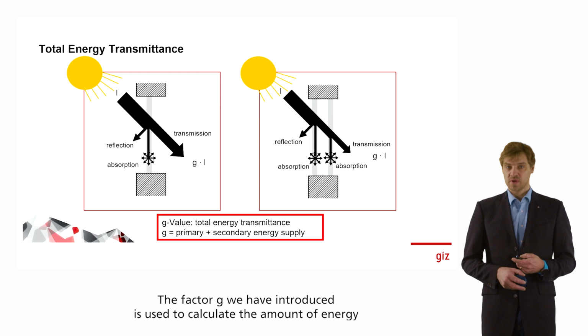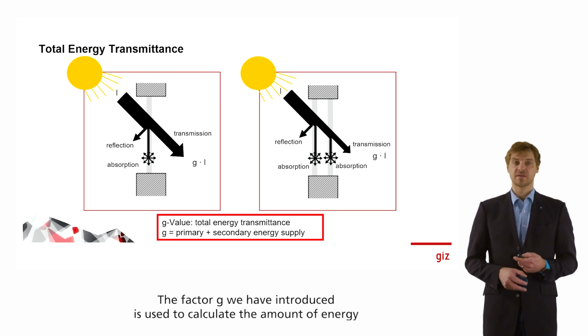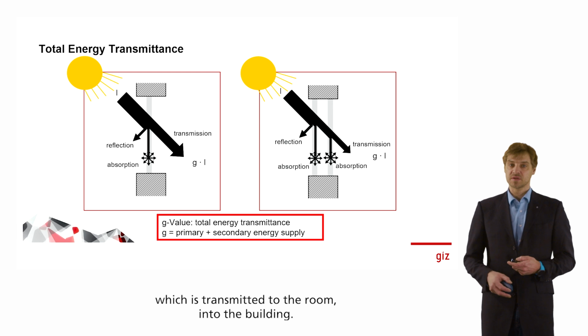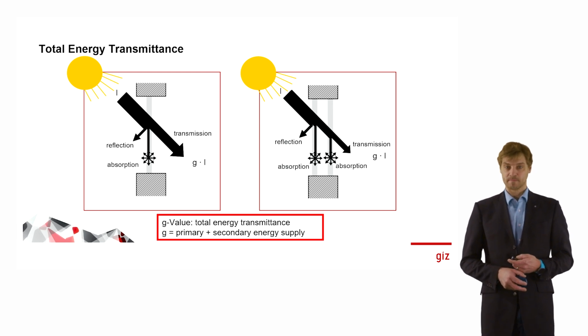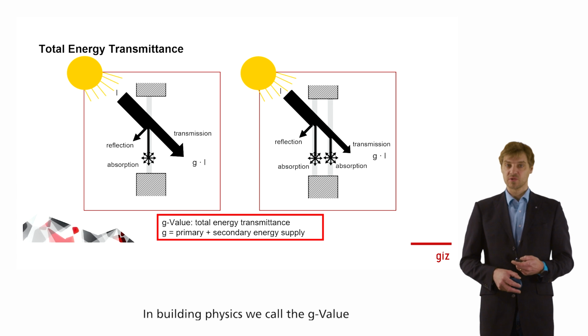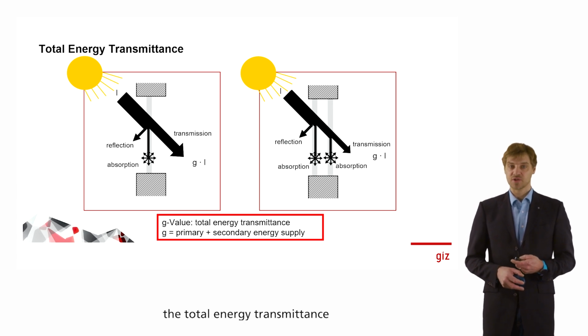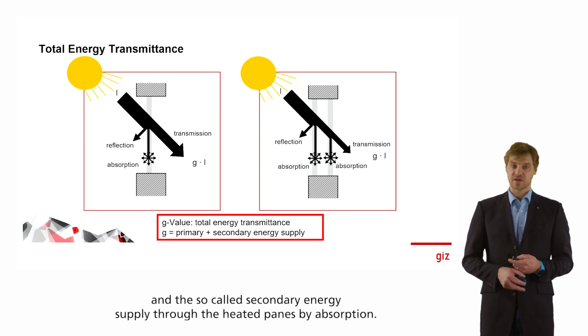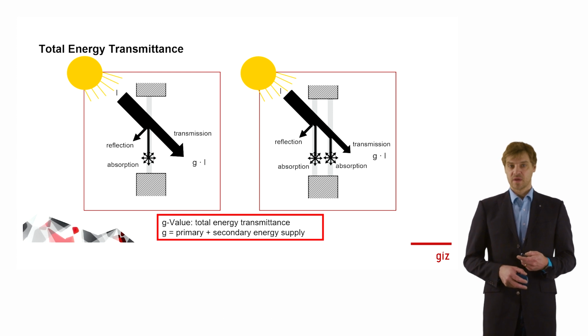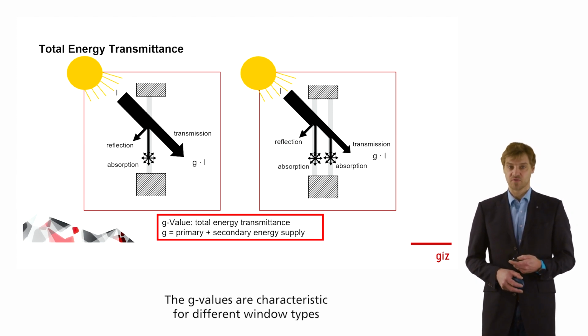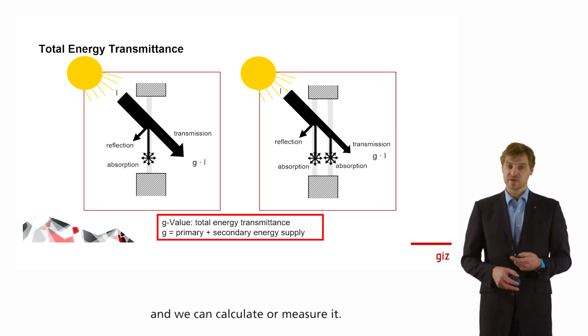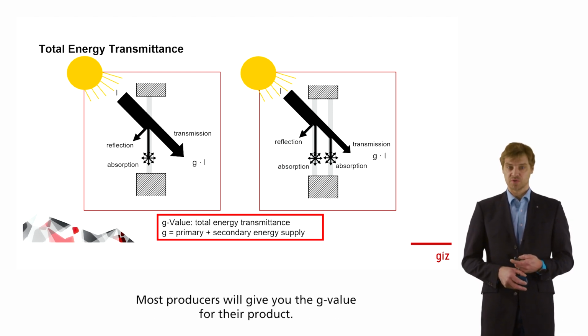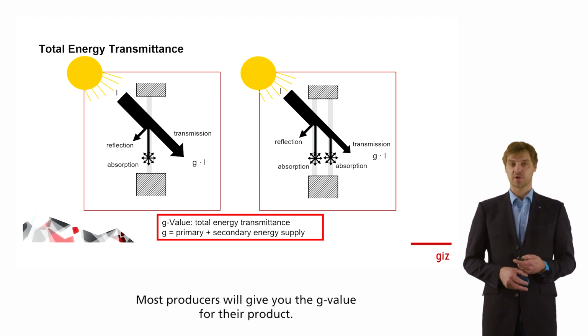The factor G we have introduced is used to calculate the amount of energy which is transmitted into the building. In building physics, we call the G value the total energy transmittance, which includes the primary radiation through the transmission and the so-called secondary energy supply through the heated panes by absorption. The G values are characteristics for different window types, and we can calculate or measure it. Most producers will give you the G value for their products.